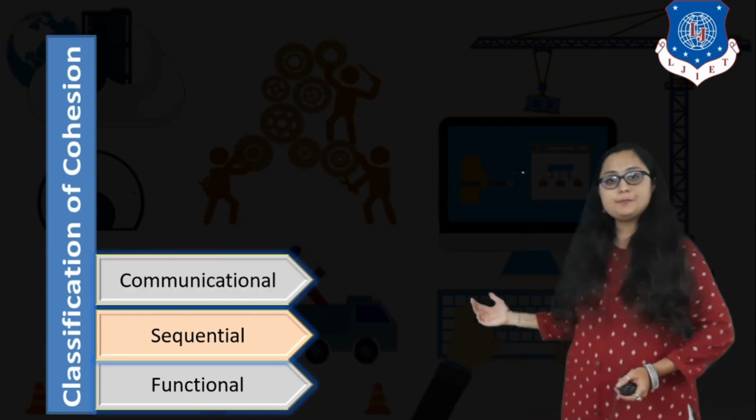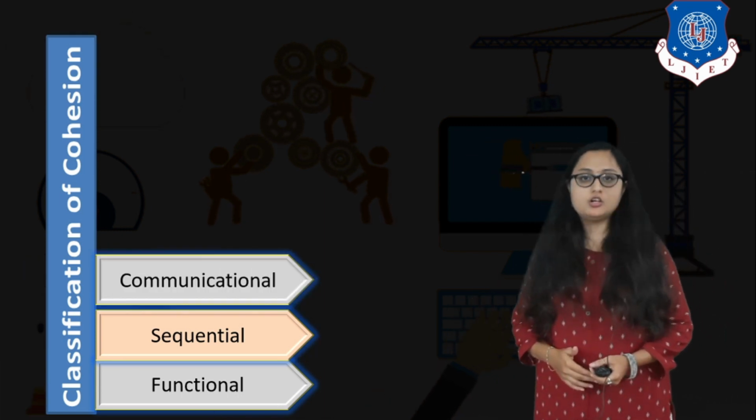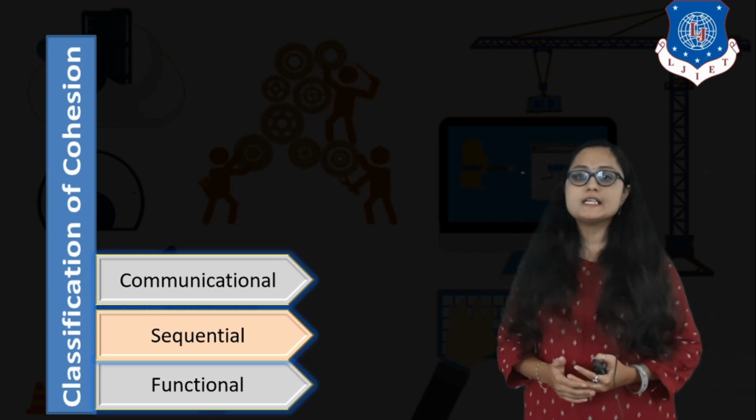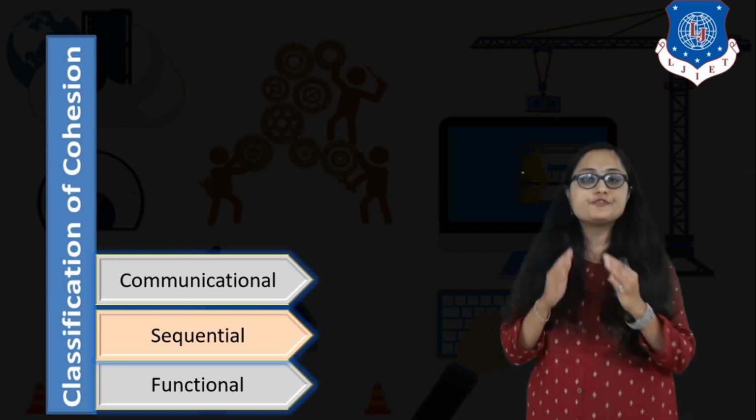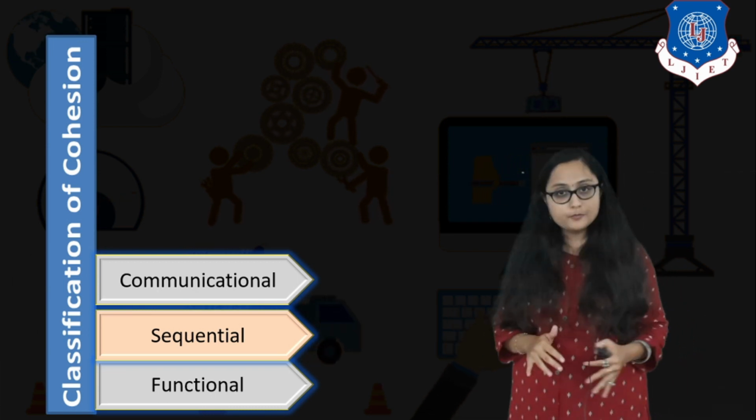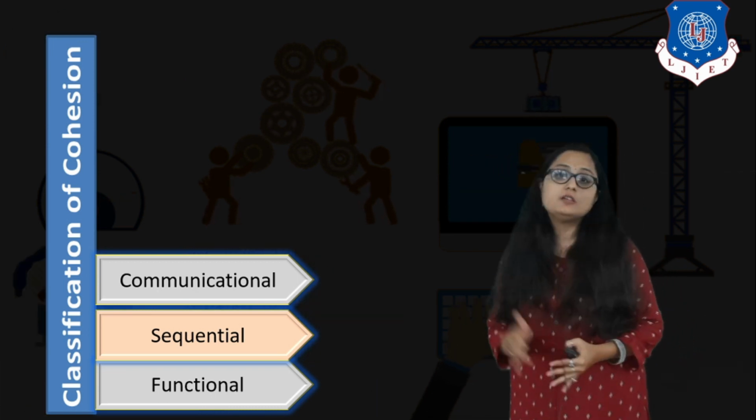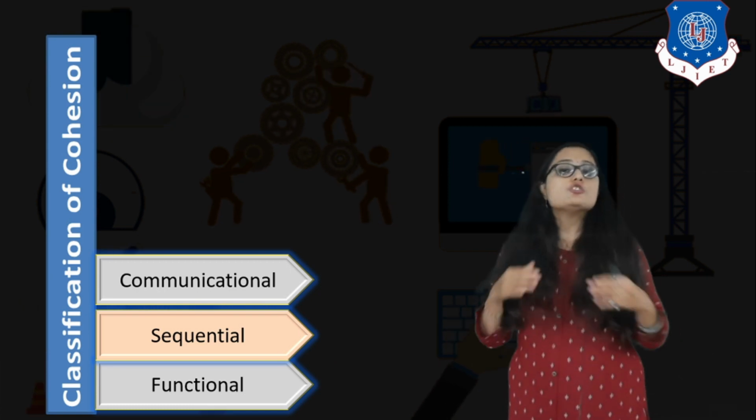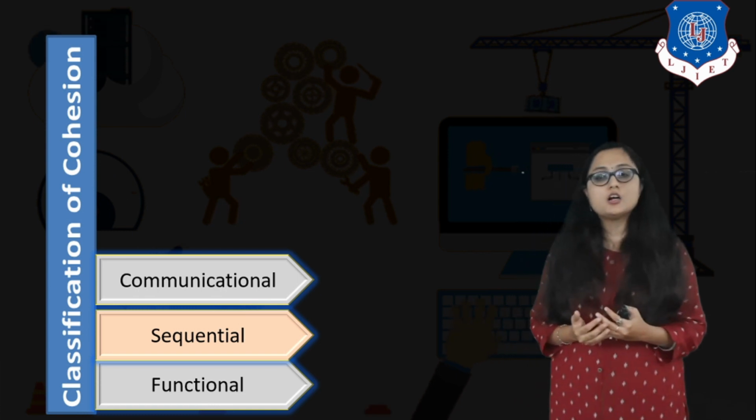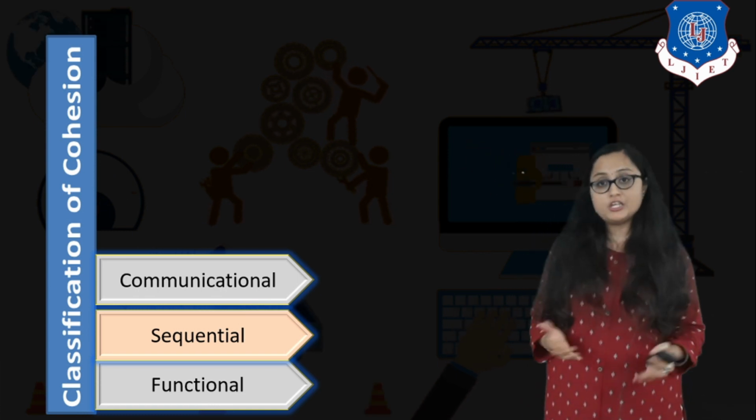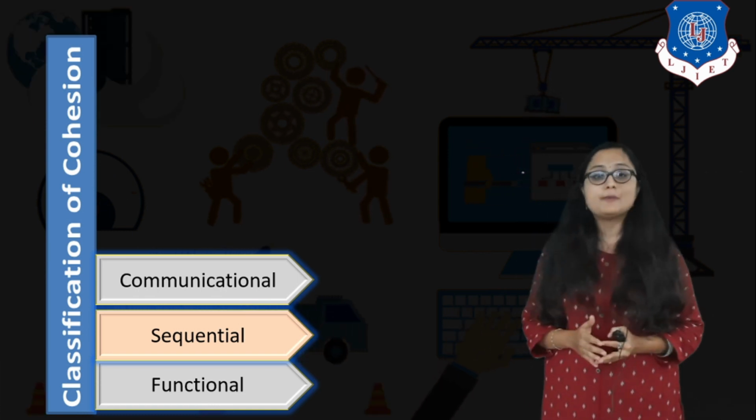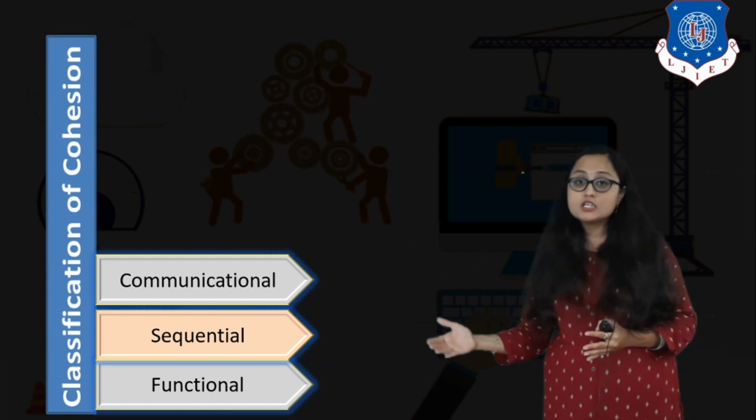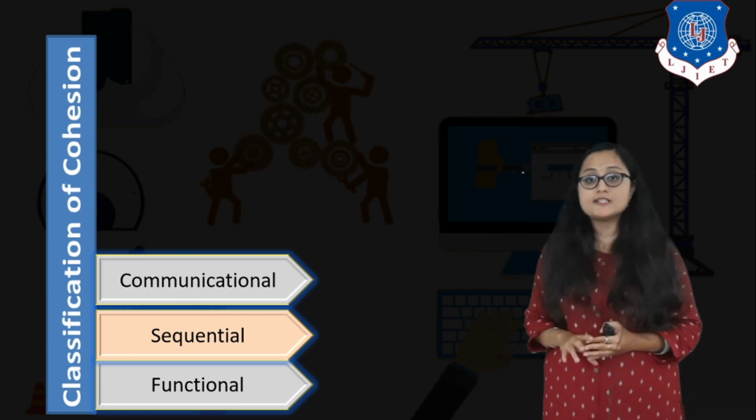Okay, so the next type of cohesion is communicational cohesion. Now what do you mean by communicational cohesion? Communicational cohesion is a cohesion in which all the components of a module are modifying or using the same data structure. For example, if you are applying any algorithm in which there is a stack, and you are applying methods like push, pop, peep, change, they all are the operations that you are performing on a stack.